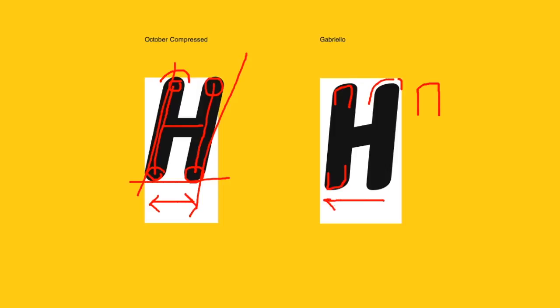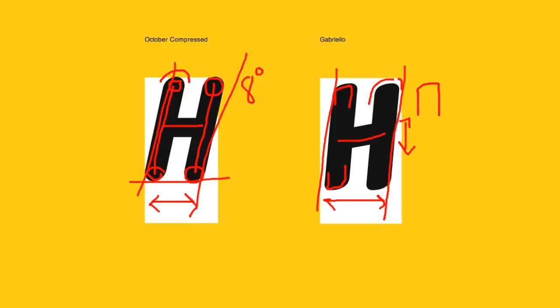Also, we can see in Gabriello, there are two levels of skewing happening. There's a traditional left-right skew that gives it an italic angle, and then there's the up-down skew. We can see that in the crossbar, for example, in this H. This results in a couple of things. One is the left-right skew is way more aggressive in October than in Gabriello. So October has a more traditional slant.